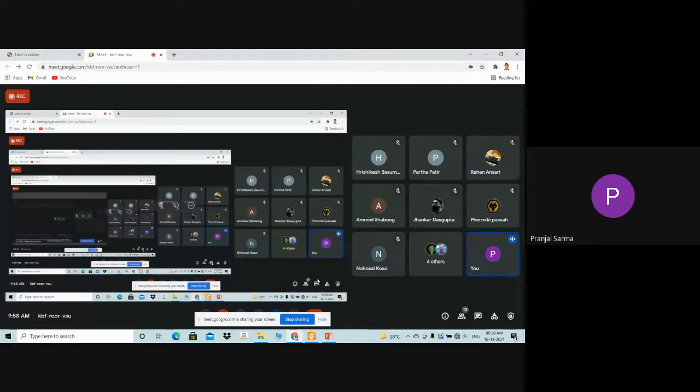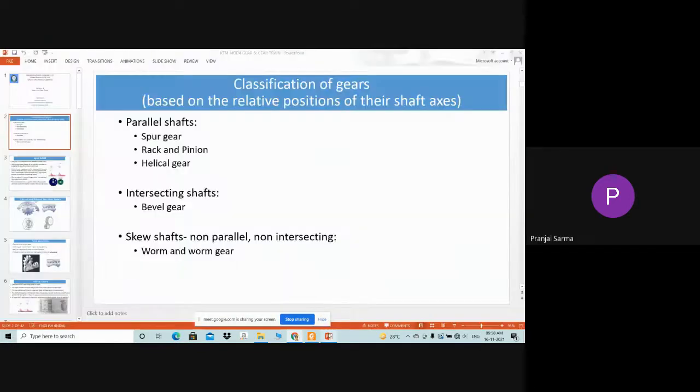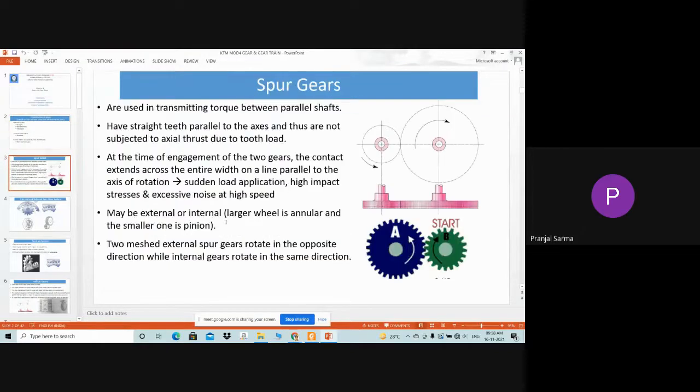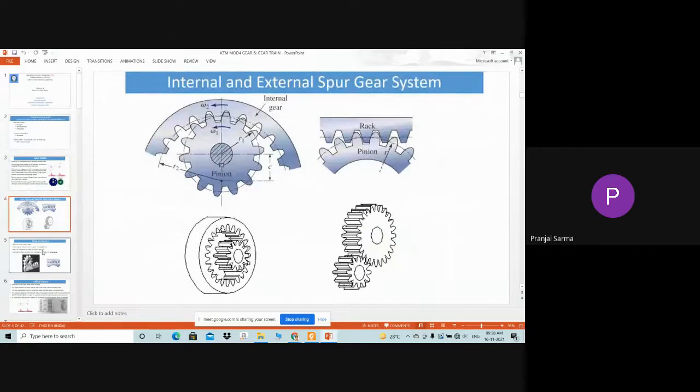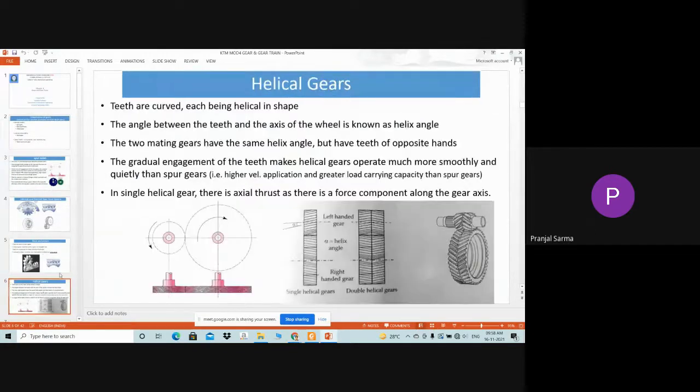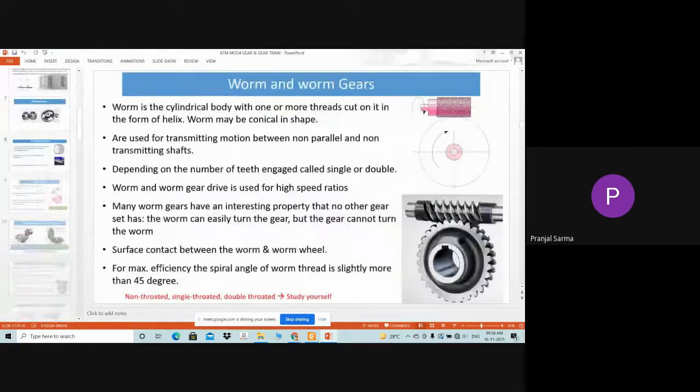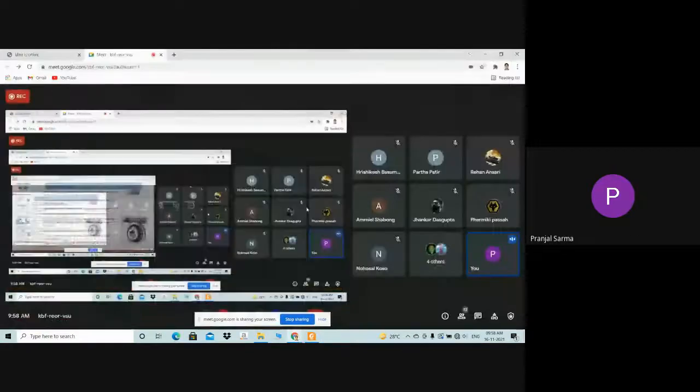So for today we'll stop here. In the next class, we'll discuss in detail about the different gears, like the spur gear, where it is used, how you can identify it, and pinion, helical gears, bevel gears, etc. So we will stop here for today.